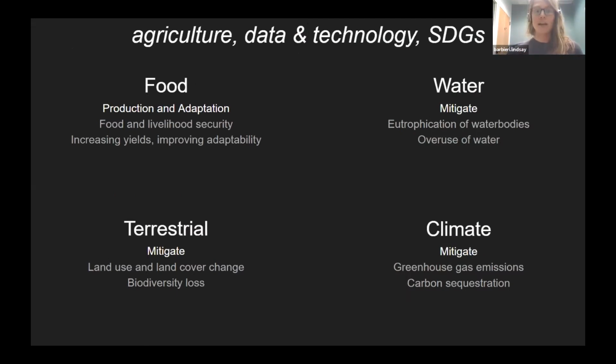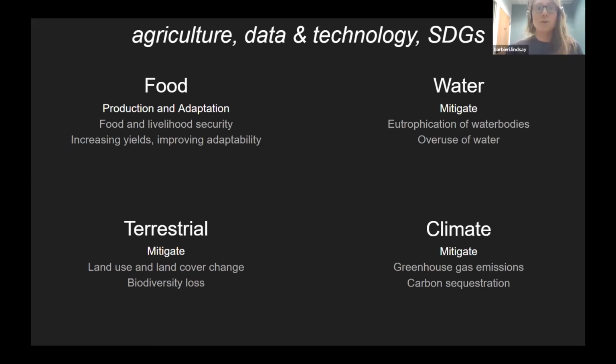So with that context, when I do my research, I think a lot in agriculture about food, and this is more the production and adaptation dimension that we mentioned: food and livelihood security, the idea of increasing or maintaining yields, improving adaptability, nutrition, etc. So that's more of the production and adaptation. But when I think about other systems like water systems, terrestrial systems, climate systems, and how agriculture interacts with those, I think a lot about the mitigation component.